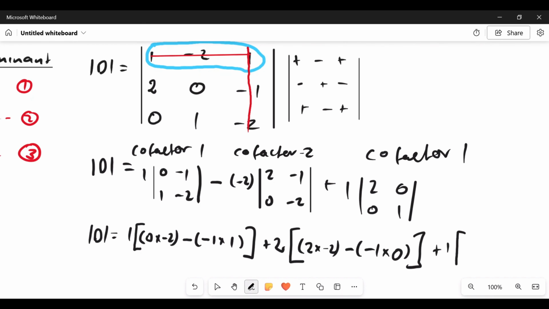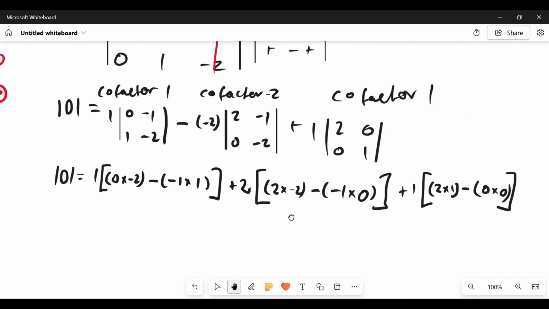And then we do the very same thing there. We're going to multiply the first entry, which is 2, with the last entry, which is 1, minus the second entry multiplied by the third entry, which is 0 multiplied by 0. So let's create more space here, guys, so that we can have our answer.